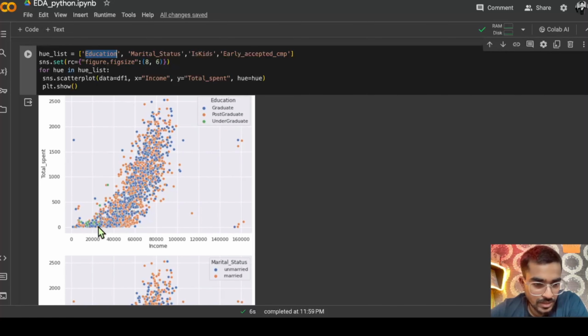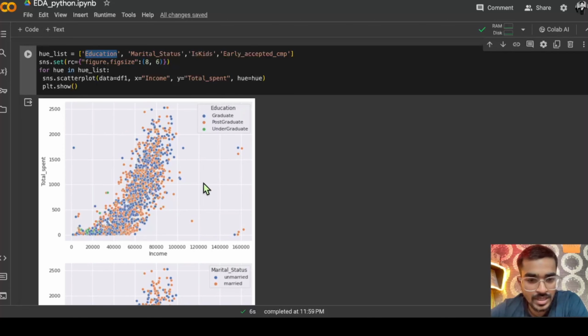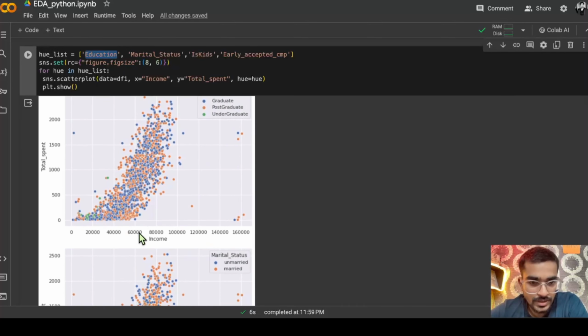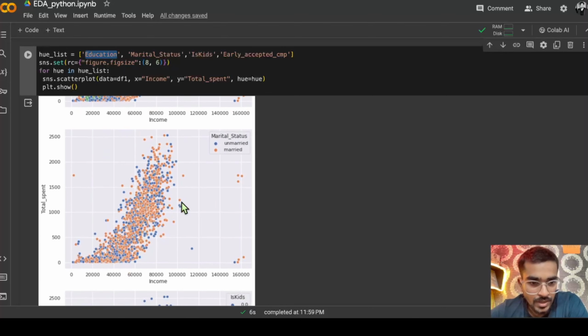You can easily observe the green dots here. Even if the income is increasing, the total spent is actually the same. Why is this happening? Because undergraduate persons have no source of income, so even if the pocket money is increasing, the total spend is actually constant. But for most of the people who are graduate and postgraduate, the total spend increases as the income increases. Now again you can see the hue with the marital status.